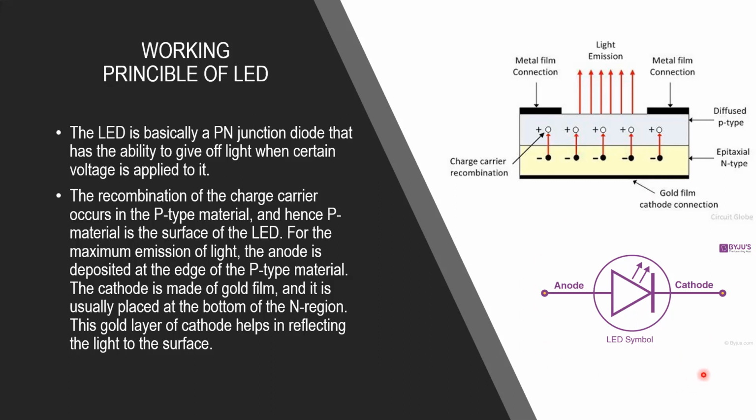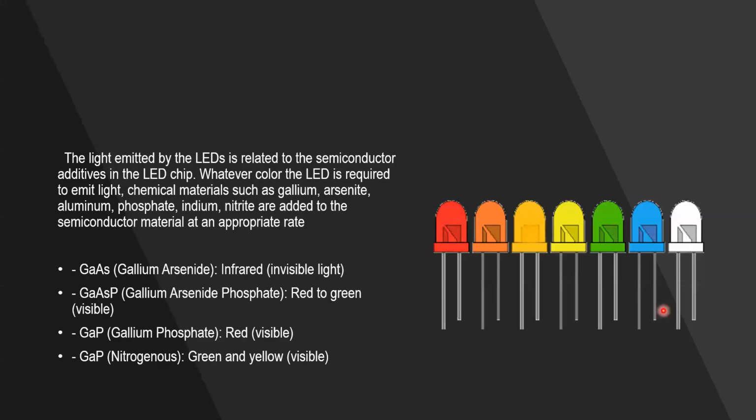In the symbolic representation of the LED, we can see clearly that the symbol is almost similar to a normal diode, but the only variation is two outward arrows. These arrows represent the emission of radiation through the LED.